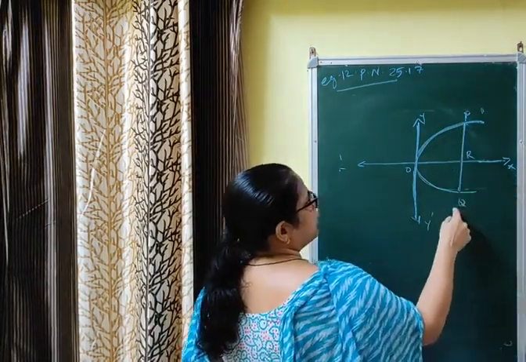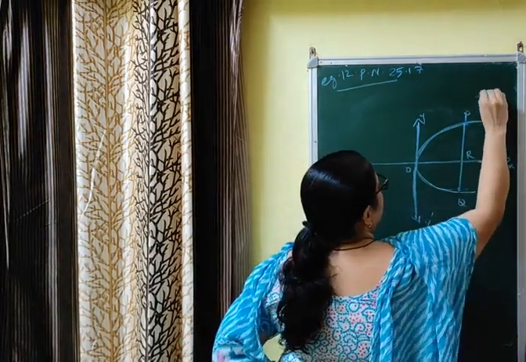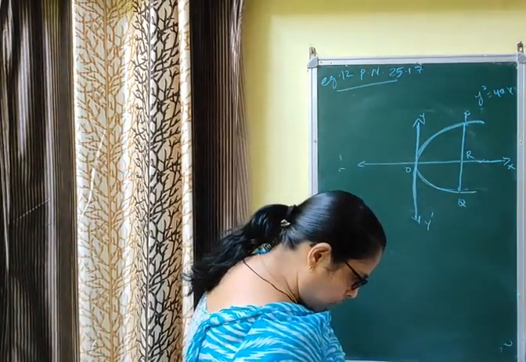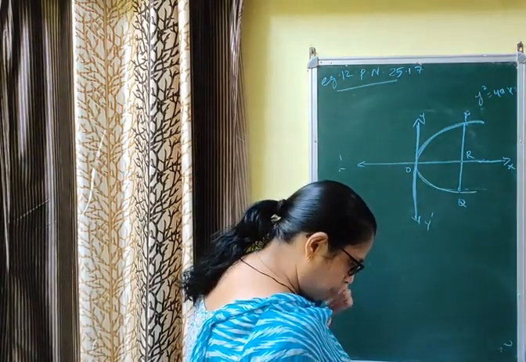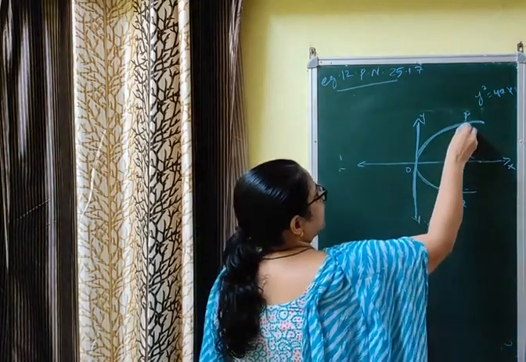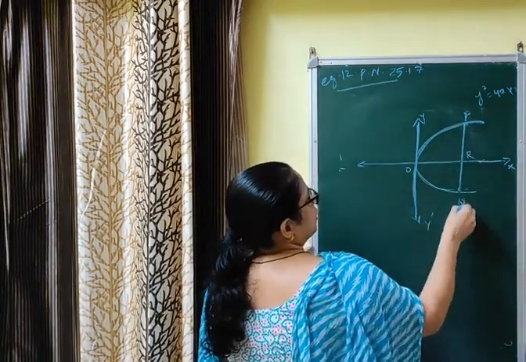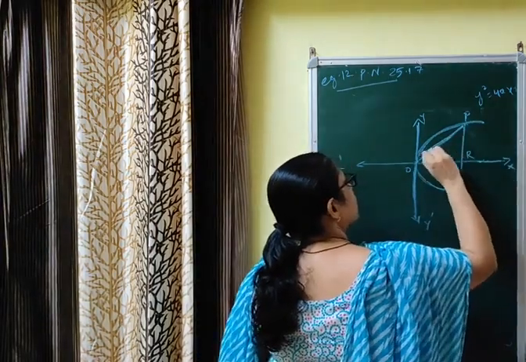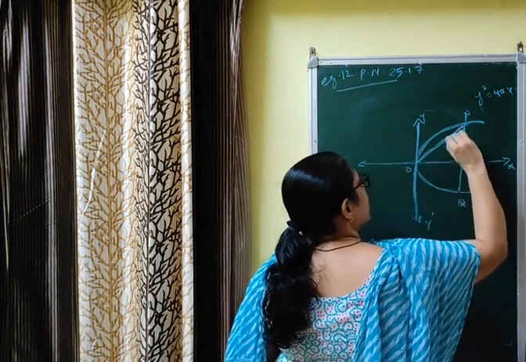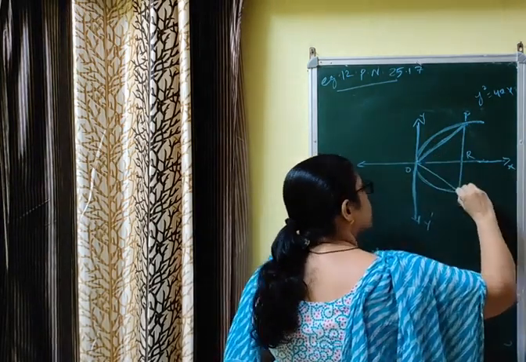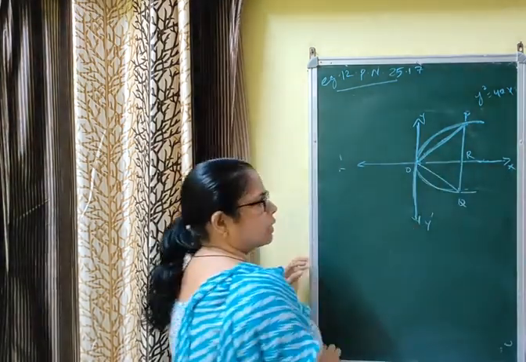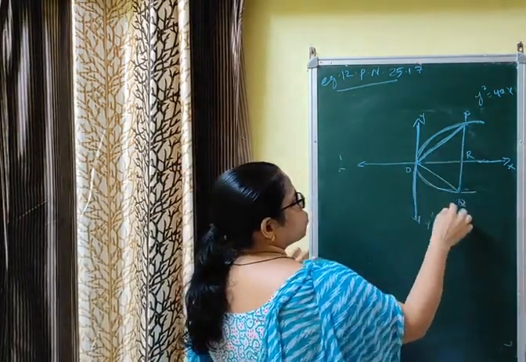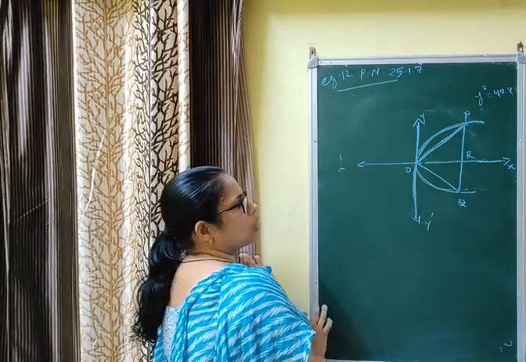Let PQ be the double ordinate, and the equation of the parabola is given as y square equal to 4ax. You are asked to prove that the lines from the vertex to its ends, that is the two lines PO and OQ, are perpendicular. You have to prove that this angle is 90 degrees. In order to prove this, if you can prove that slope of OP into slope of OQ equal to -1, the question is completed.